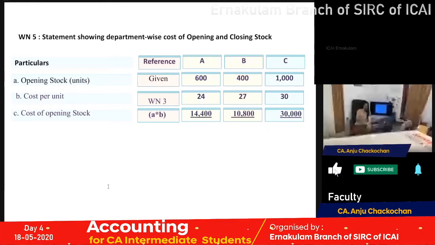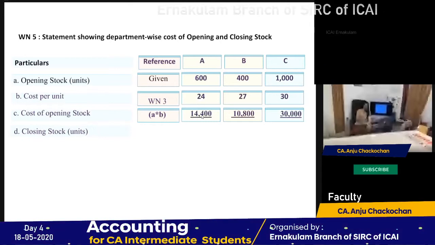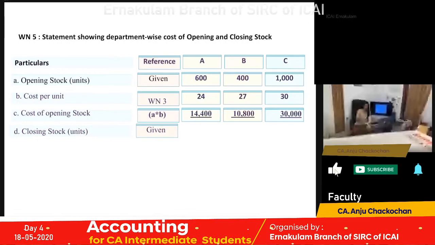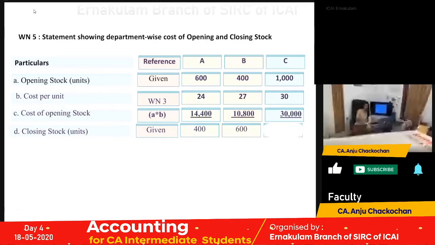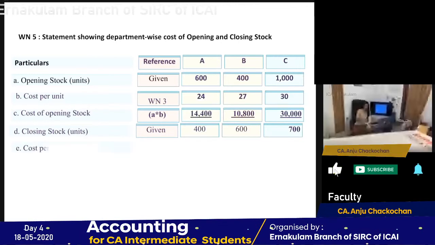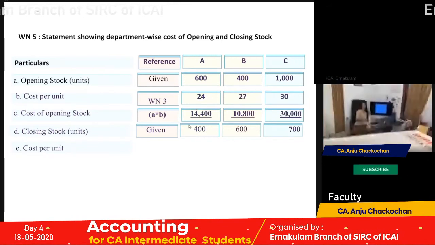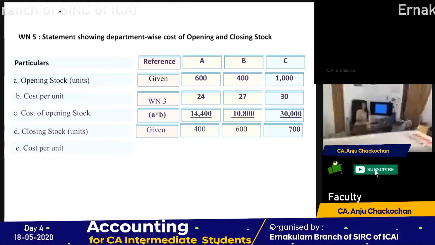Similar process to be done for closing stock also. The units are given. Okay, so given. All right. And what are the figures? It is 400, 600, and we have 700. And the cost is just the same as before, 24, 27, and 30. And you get the final value of closing stock. So use your calculators, come up with the answers, everyone. Yes. Make it fast.